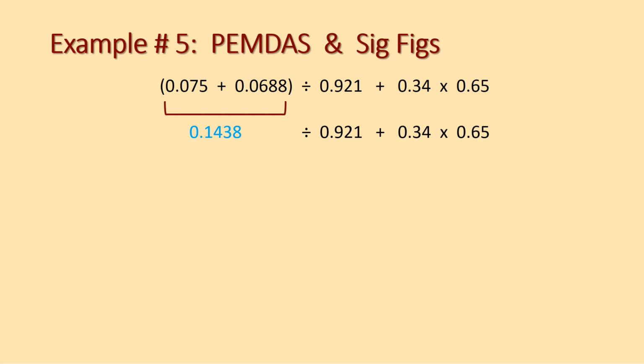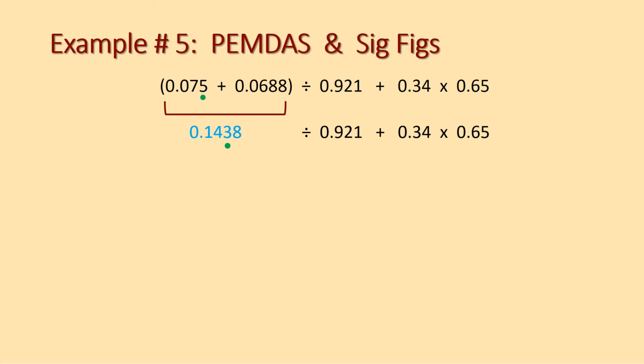When adding or subtracting, we look to the least precise of our given values to determine the significant figures of our intermediate solution. In this case, it's 0.075, which is precise to the 1,000th. So our intermediate solution must be significant to the 1,000th, and that means our last significant digit is going to be the 3. We're going to mark that with a dot.